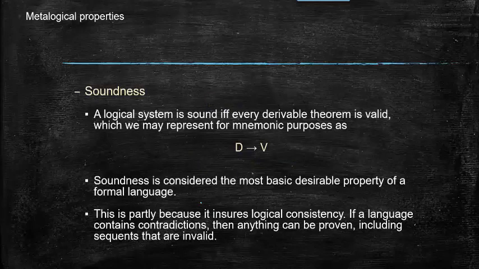First logical property we'll discuss is soundness. A logical system is sound if and only if every derivable theorem is valid, which we may represent for mnemonic purposes as: if D, then V. If derivable, then valid. Soundness is considered the most basic desirable property of a formal language. This is partly because it ensures logical consistency. If a language contains contradictions, then anything can be proven, as we noted, including sequents that are invalid.